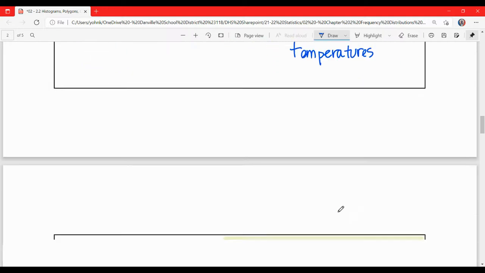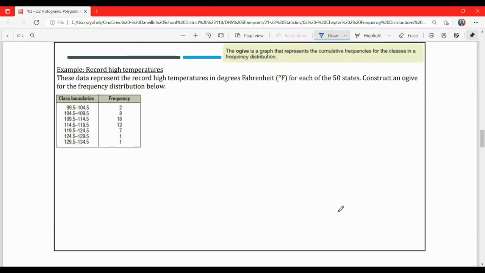All right, third and final one is called the ogive. The ogive. Sometimes this is called a cumulative frequency graph. The ogive is a graph that represents the cumulative frequency for the classes in a frequency distribution. So we need to do cumulative frequencies on the vertical axis, and I need to do boundaries along the bottom, just like the histogram.